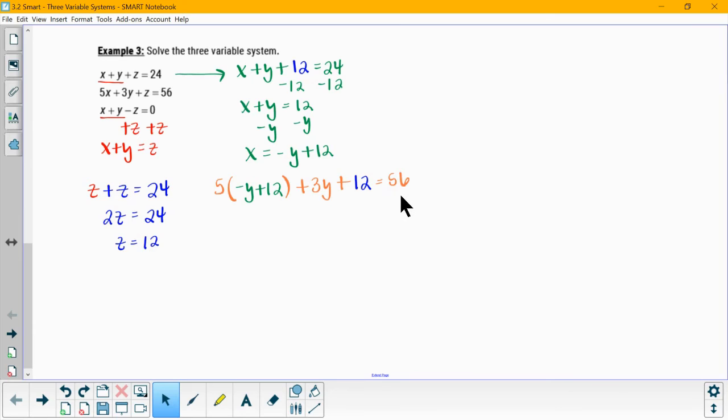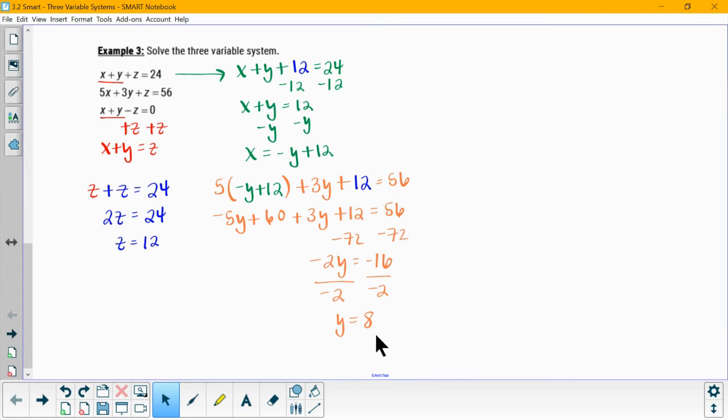equals 56. So I'm going to distribute this 5 to give me negative 5y plus 60 plus 3y plus 12 equals 56. And now it's just solving. I'm going to subtract 72 from both sides because 60 plus 12 is 72. And I get negative 2y equals negative 16. Going to go ahead and divide by negative 2, which is going to give me y equals 8.